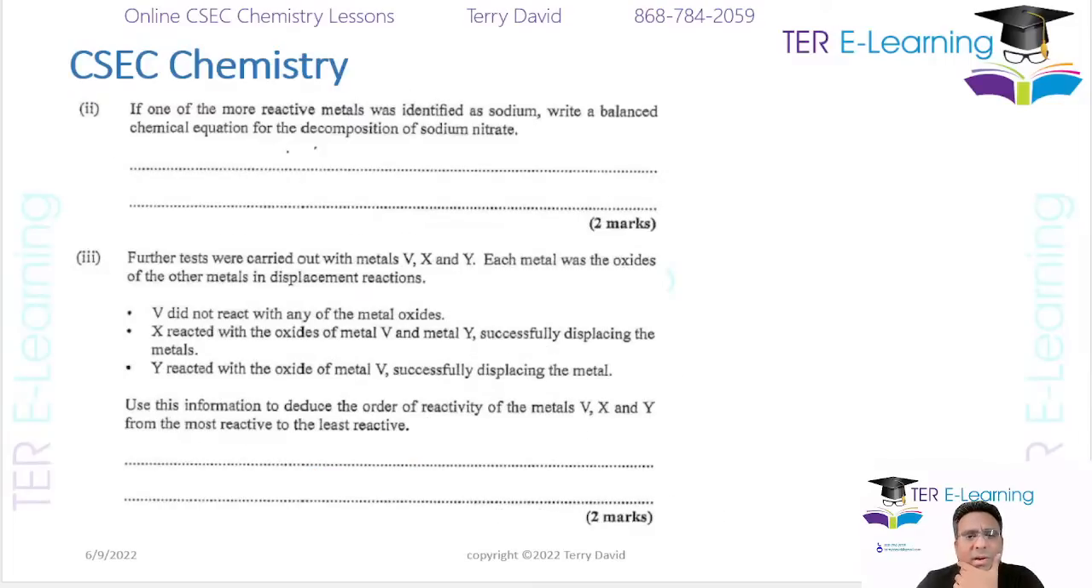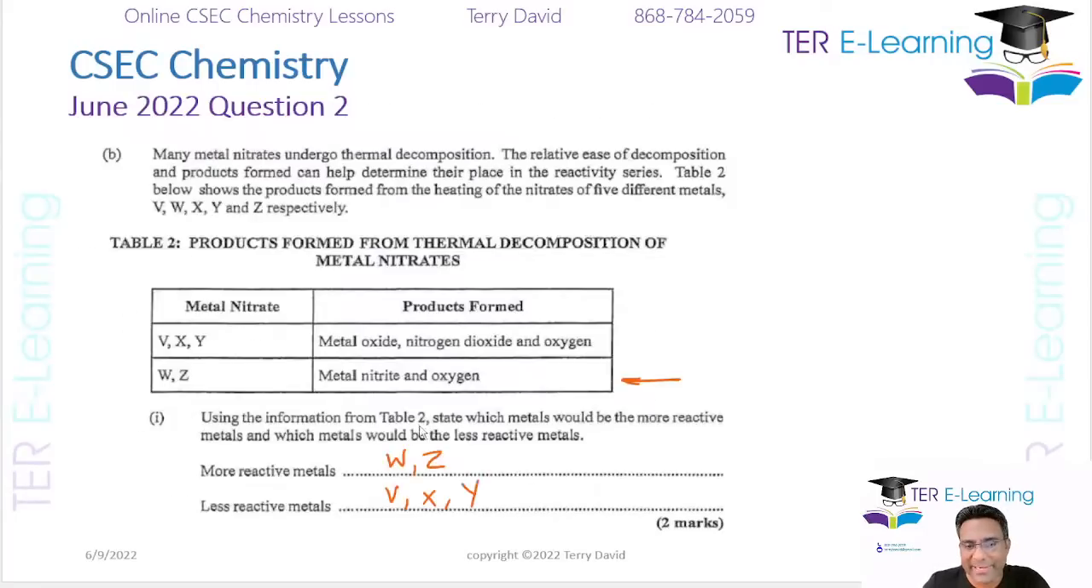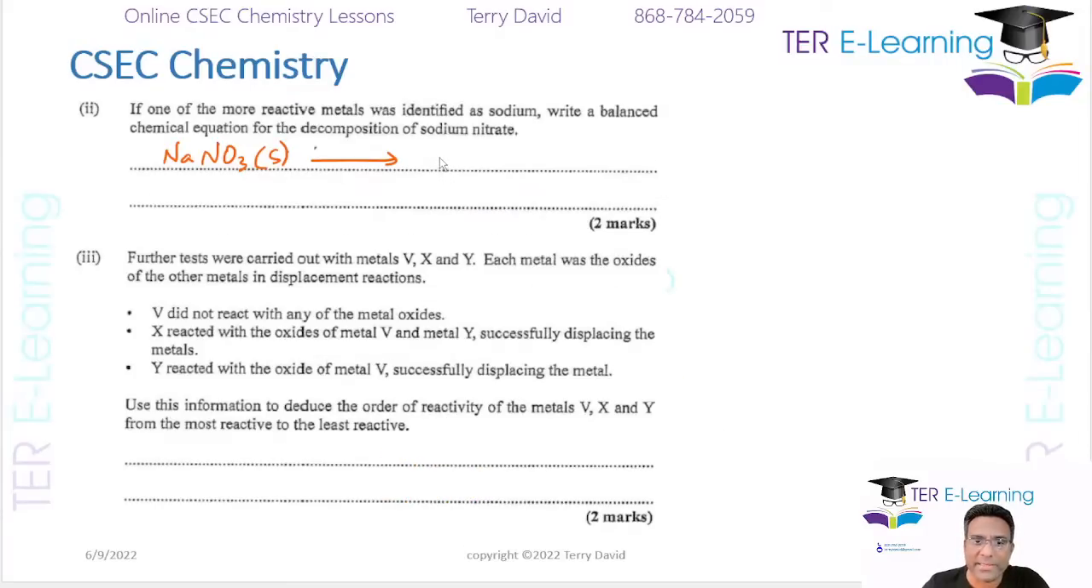Now, if one of the more reactive metals was identified as sodium, I know that I did this with my class. So sodium nitrate is a solid, and I'm going to heat that. They already guided you here with the answer, because they said you're going to get a nitrite and oxygen gas. What may have given you a little trouble was the formula for the nitrite, which is NaNO2 solid, plus oxygen gas. So that's the reaction that's taking place.